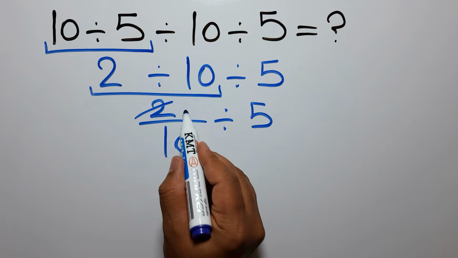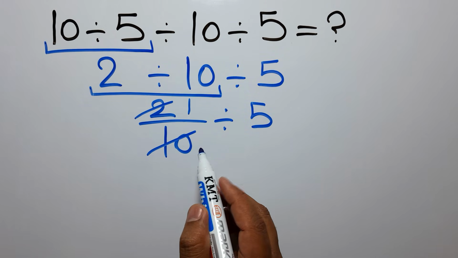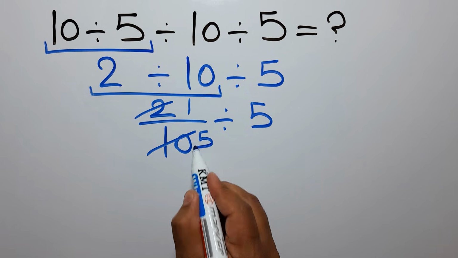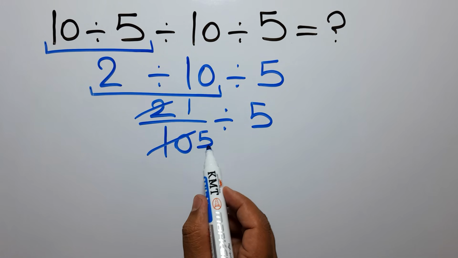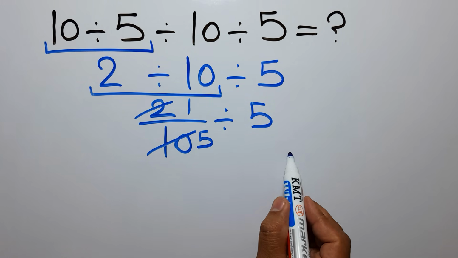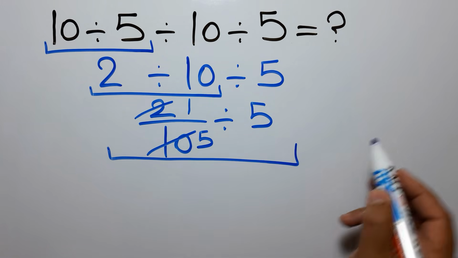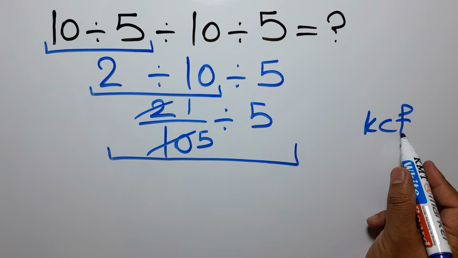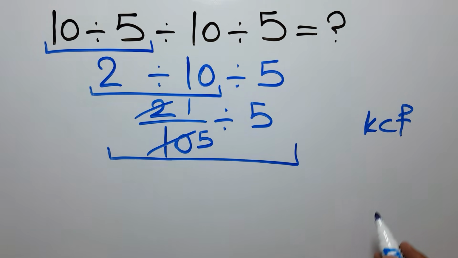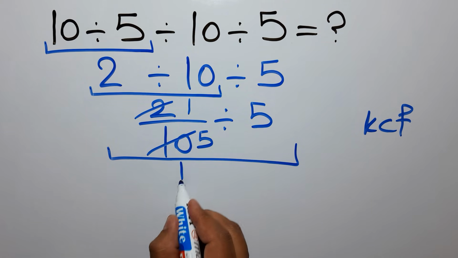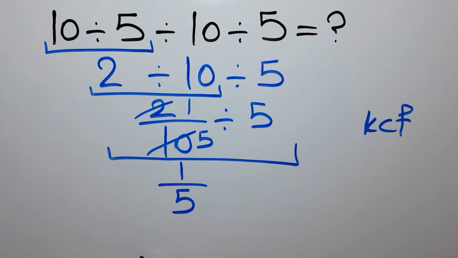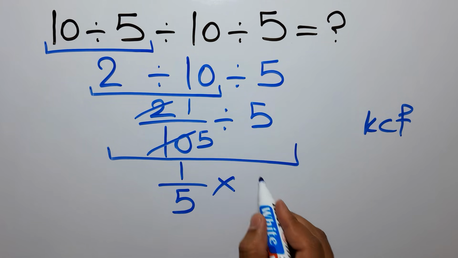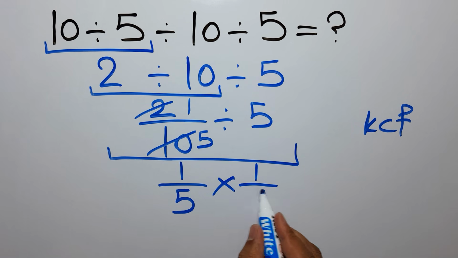2 divided by 2 gives us 1, and 10 divided by 2 equals 5. So we have 1 over 5 divided by 5. Now, according to the KCF rule, K stands for keep, C stands for change, and F stands for flip. We can write keep the first fraction, change division to multiplication, and flip the second fraction.